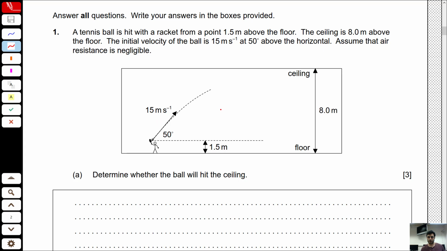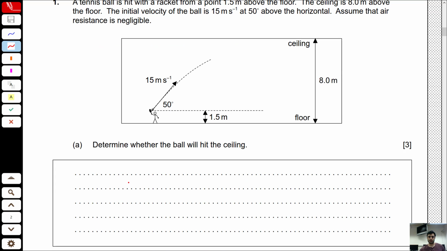So here the situation is clear. There's an 8 meter distance between the ceiling and the floor, and the height of the person is around 1.5 meter, and the angle of inclination is 50 degree, and he throws a ball at a resultant velocity of 15 meter per second. Determine whether the ball hits the ceiling.